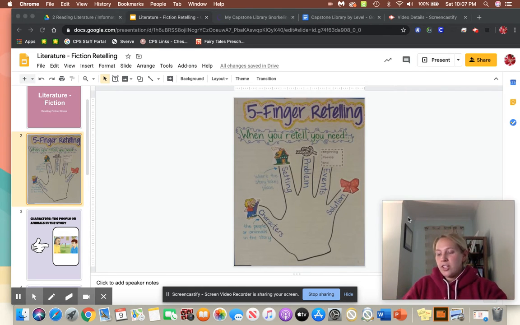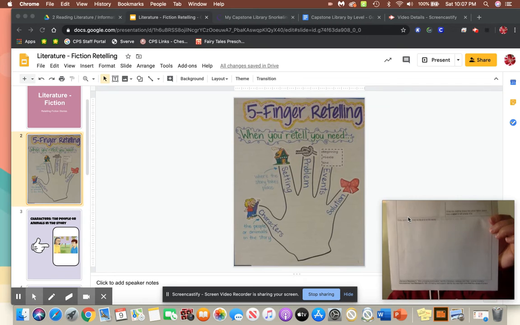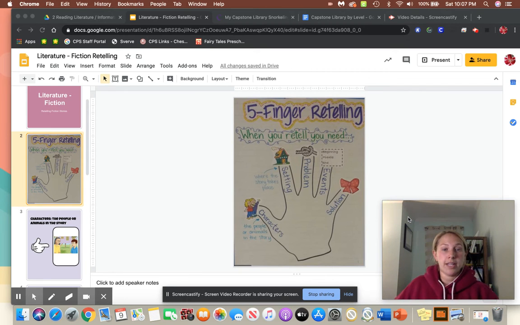We are going to be finishing up on our work page. Yesterday we did visualizing the main character and the setting. Today we're going to be working on the bottom of our page, but I also wanted to review Five Finger Retelling. So yesterday we read a story.